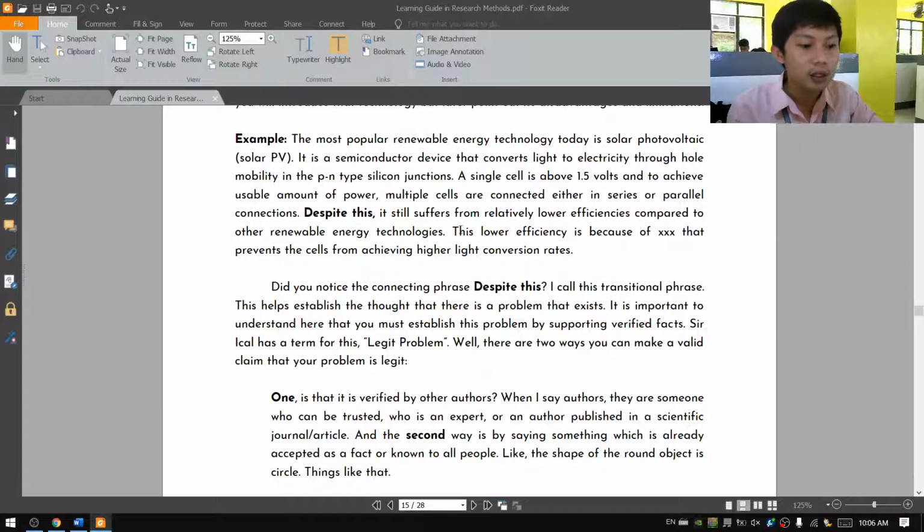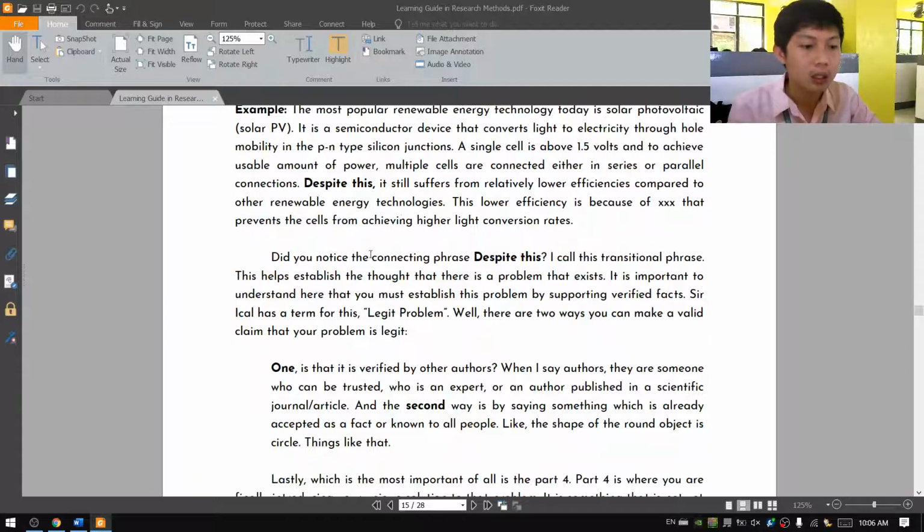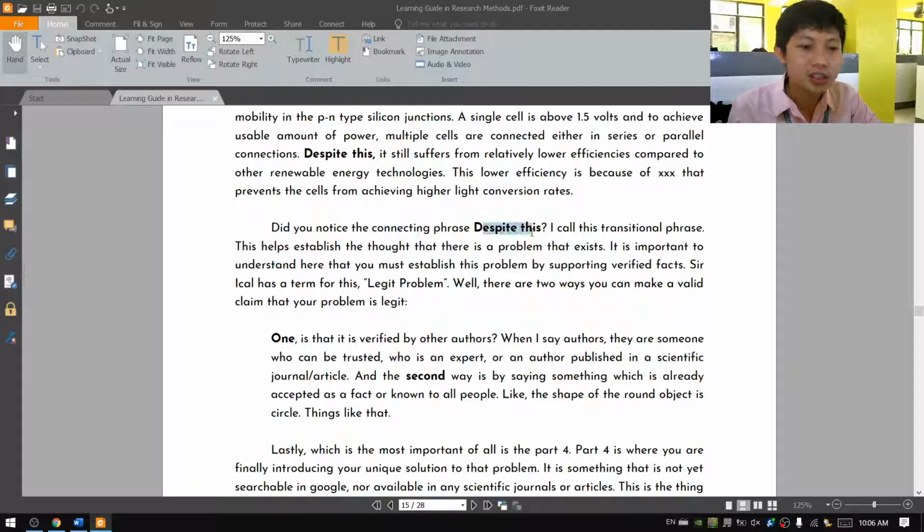So this lower efficiency is because of what reasons? What are the reasons why a solar photovoltaic is inefficient? It could be the material itself. I think that's the only reason. Because of the material used, you can only have 20% efficiency. I use "despite this" because this is more of a transition.